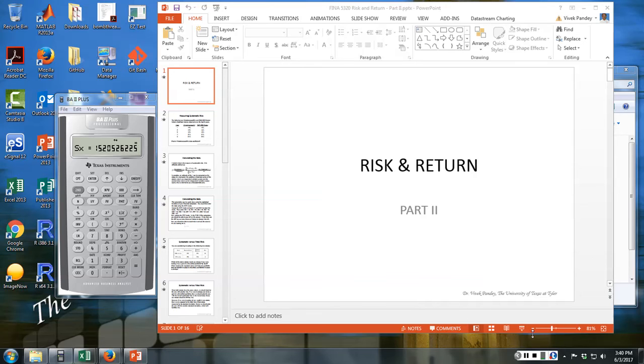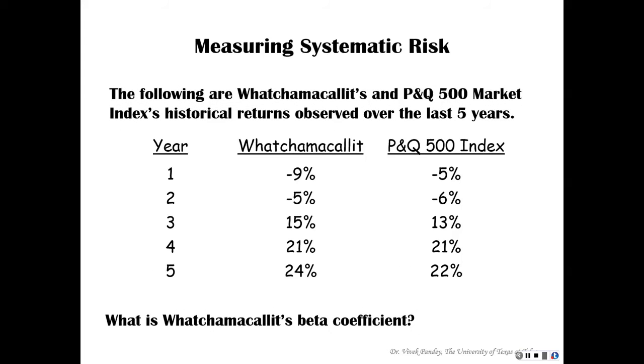Okay, we're back with more on risk and return, and this is the second part of the lecture on risk and return. In the last one, we ended the last lecture with diversification and the difference between systematic and unsystematic risk. And here we're going to basically try to measure systematic risk, right? And the measure of systematic risk is called beta.